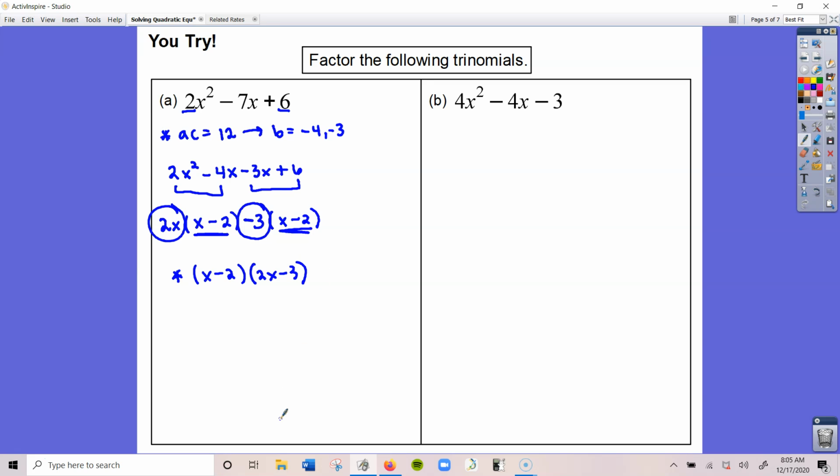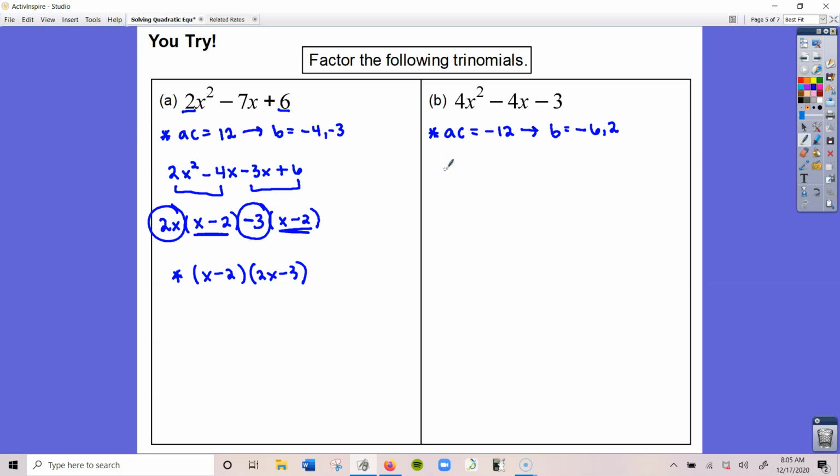Let's try that one more time. We have 4x squared minus 4x minus 3. Again, if I could divide everything by 4, I would, but the 3 is not divisible by 4. So again, I have to use the AC method. 4 times negative 3 is negative 12. And two numbers that multiply to give me negative 12 and add to give me negative 4 would be negative 6 and positive 2.